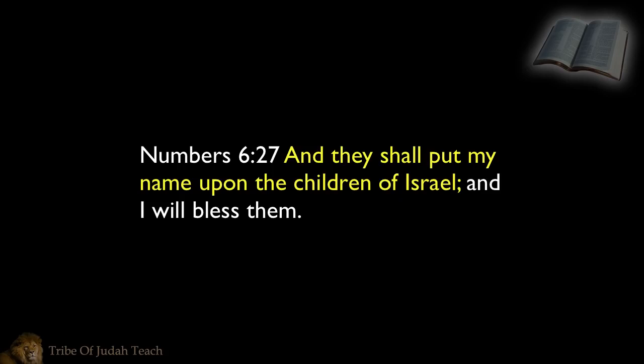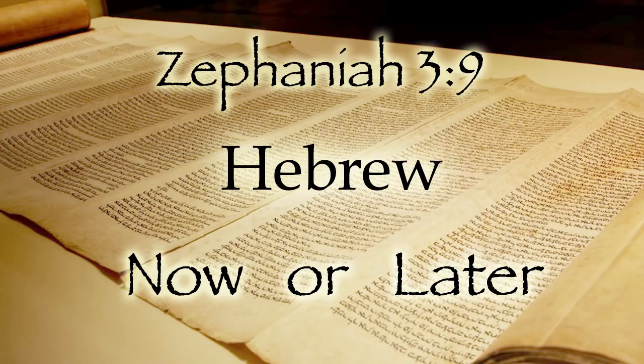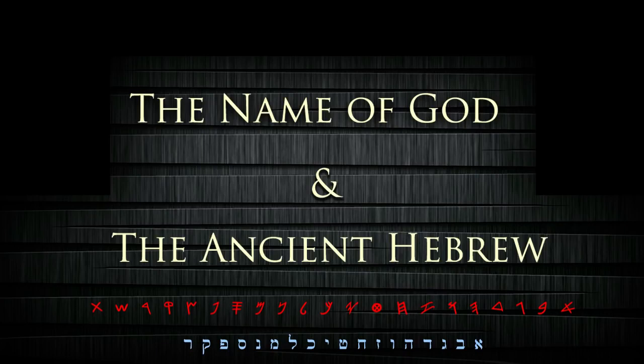But let me say this last thing. If after watching this, you feel like it's pointless because we're going to learn a new Hebrew language in the kingdom, then watch my video called Zephaniah 3:9, Hebrew Now or Later. That video shows you that Zephaniah 3:9 is not talking about the Hebrew language. So in conclusion, the Most High's name is Yahweh and the Son's name is Yahweh Shai.